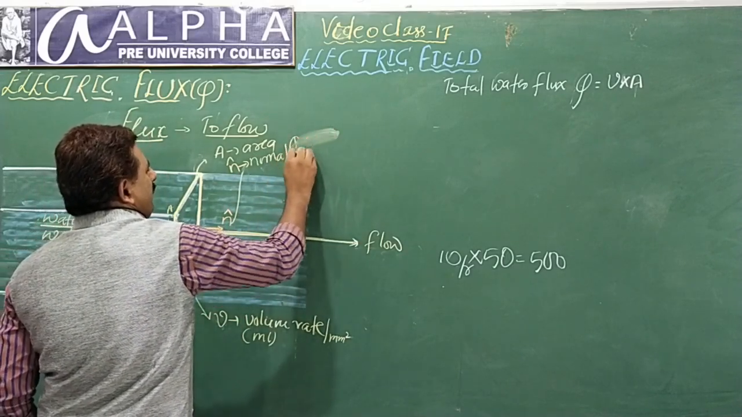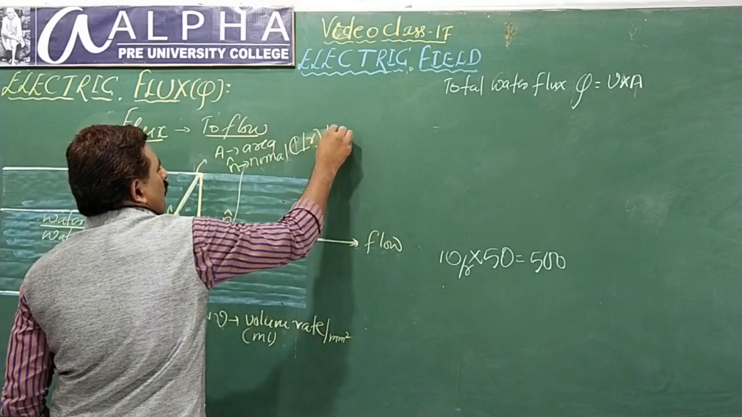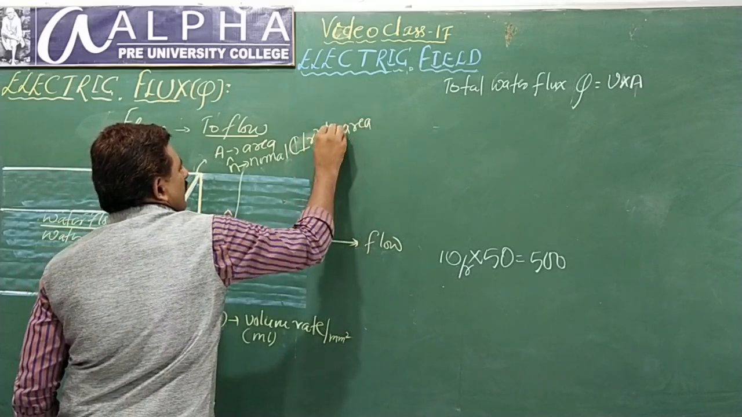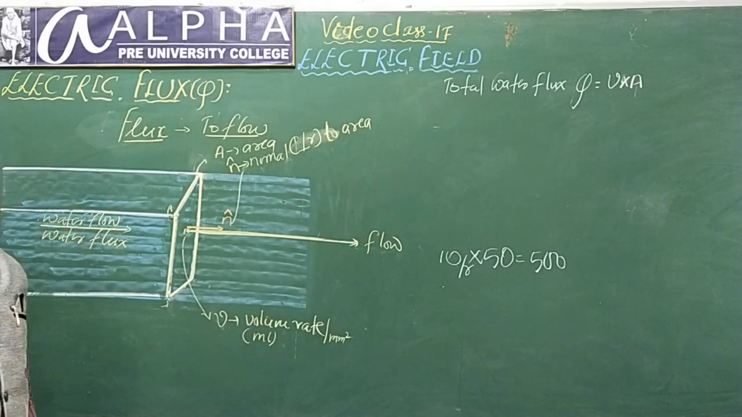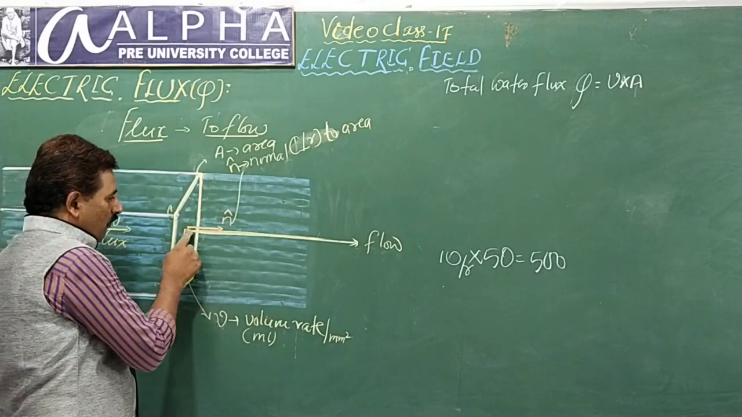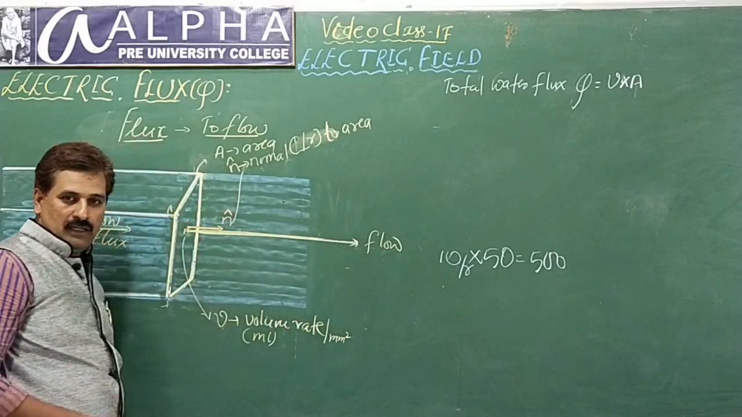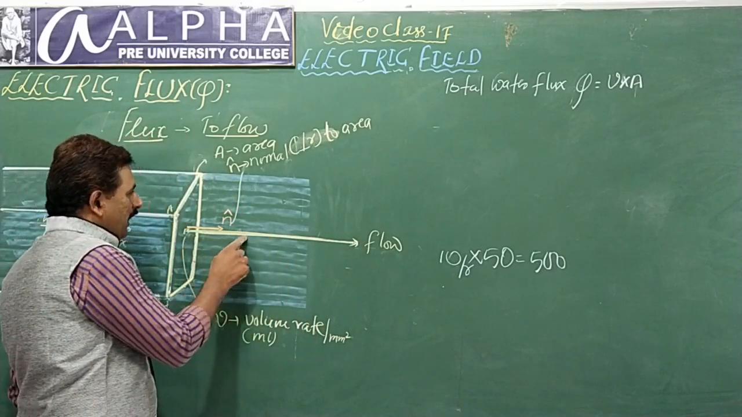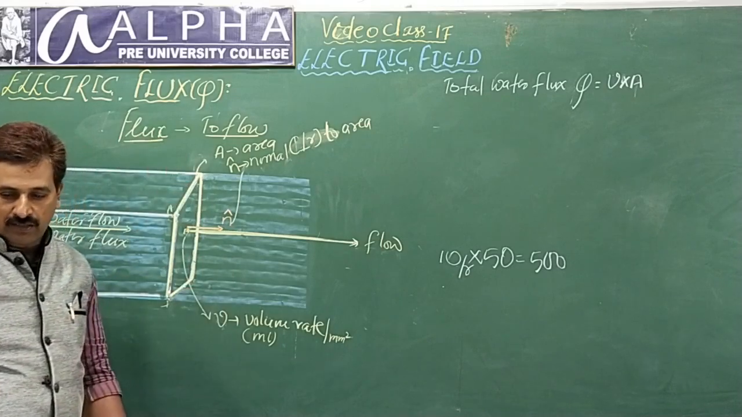Normal means what? I write here. Normal means perpendicular to area of cross section. To this area of cross section, n cap is perpendicular. To that direction, flow is parallel. When the flow is parallel to the normal to the area.